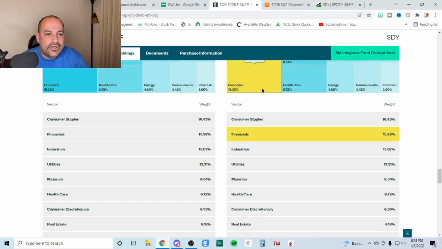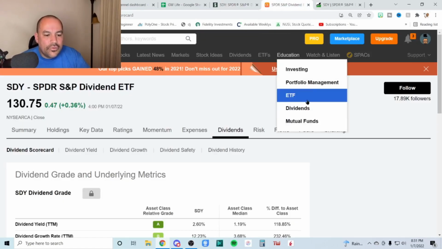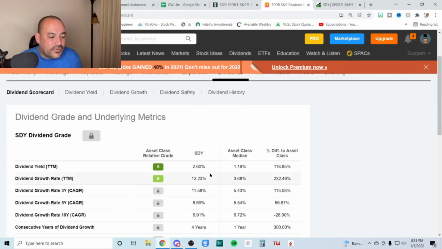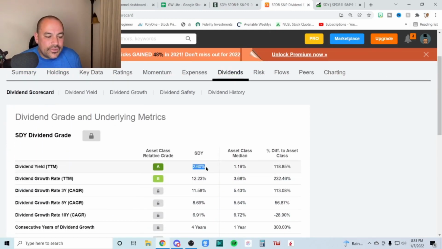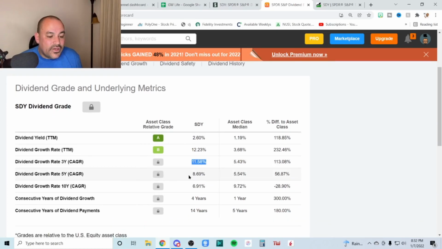Let's take a look at the dividend growth. We're going to use Seeking Alpha for that. You'll see Seeking Alpha shows 2.6% again as a yield. Dividend growth rate trailing 12 months, 12.2%, really good. The 3-year CAGR, which is compounded annual growth rate, averages 11.58%. The 5-year is 8.69%, and the 10-year a respectable 7%.